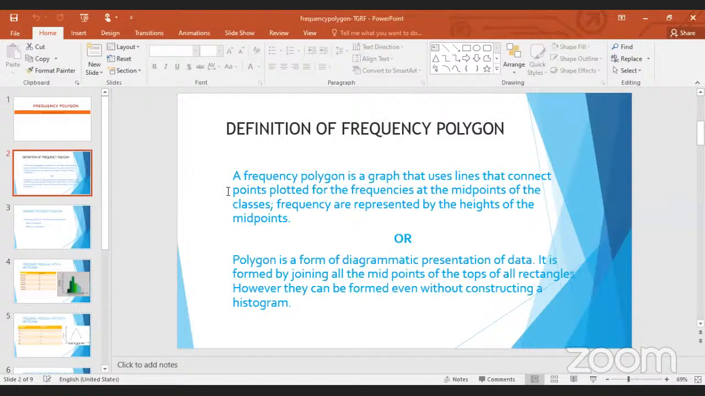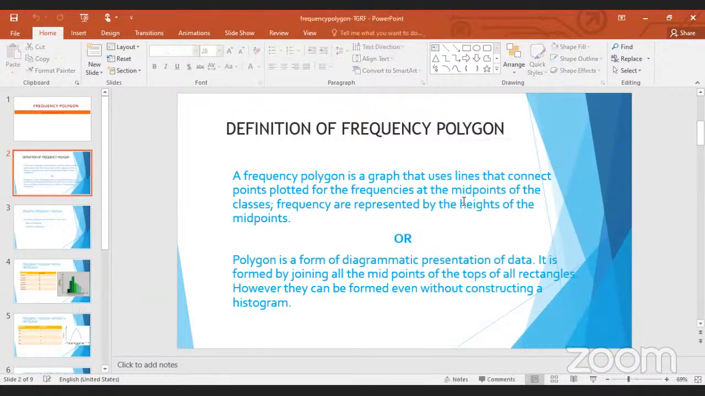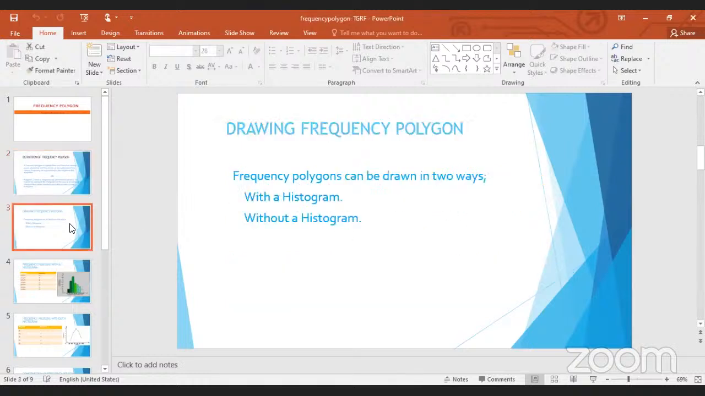The definition: a frequency polygon is a graph that uses lines that connect the points plotted for the frequencies at the midpoints. So in this case, the high yield point or the main point is the midpoints of the classes, not the range. It is going to connect the midpoints of the data set. Frequencies are represented by the heights at the midpoints. So this was the definition of the frequency polygon.